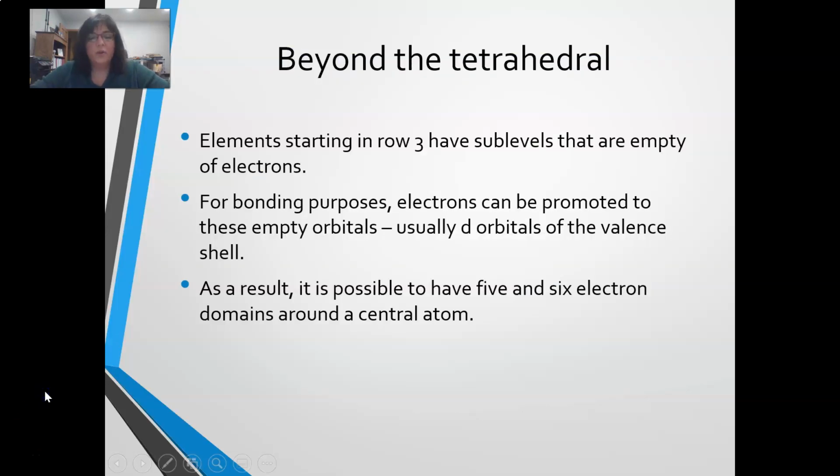So if we go now to the shapes that you have not seen in the past, we need to go to those molecules that have either 5 or 6 domains. And that can happen, like we talked about with Lewis structures, because there's an empty D sublevel that can receive electrons from the S and the P, and so you can expand the octet and have more than 8 bonding electrons, or have more than 8 electrons total around that central atom.